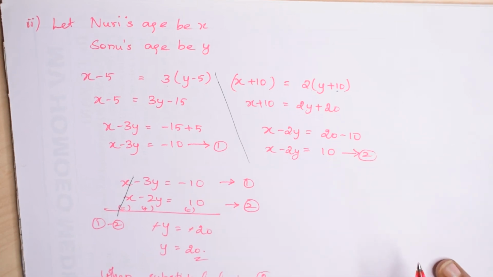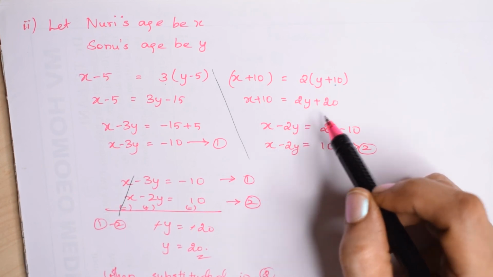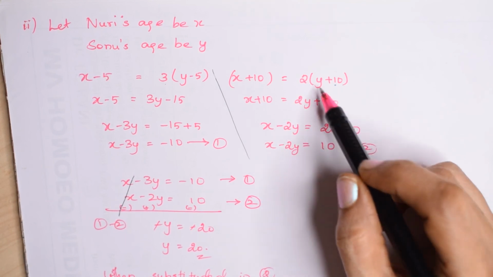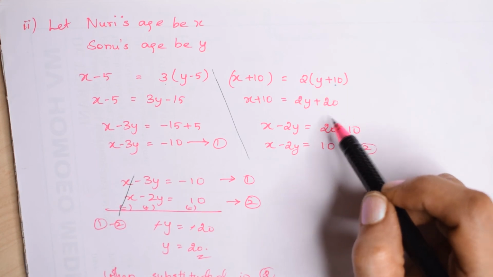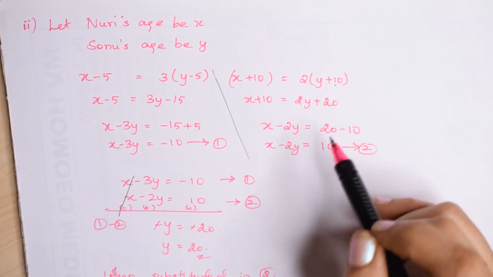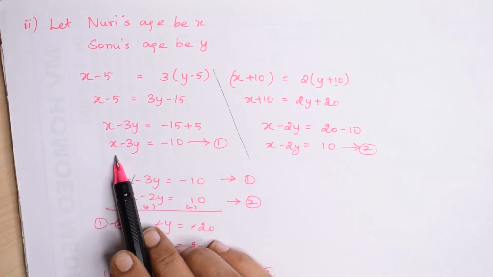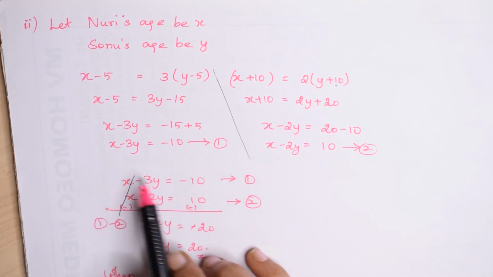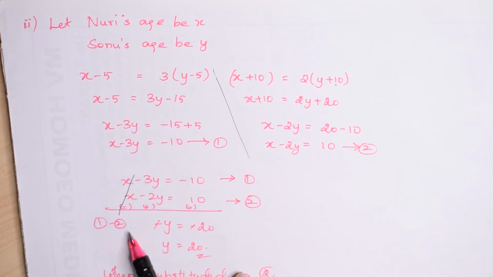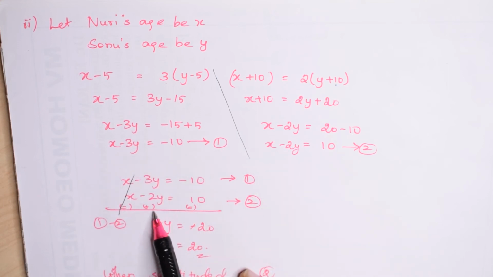Now to Sonu's age I have multiplied 2, and so the equation becomes x plus 10 is equal to 2y plus 20. I brought the 2 inside, so it becomes 2y plus 20. Bring x and y to the left hand side, the numbers to the right hand side. Thus it becomes x minus 2y is equal to 10. Here again I have an x term, here again an x term, so I can easily eliminate x. When I eliminate, I have to subtract because both are minus symbols. So I am changing the sign, only then I can eliminate it. So I subtract, and so y is equal to 20.